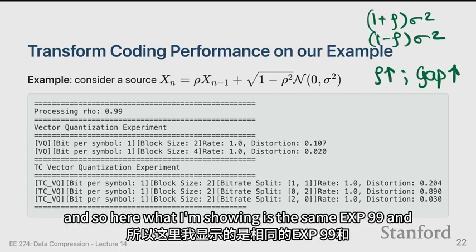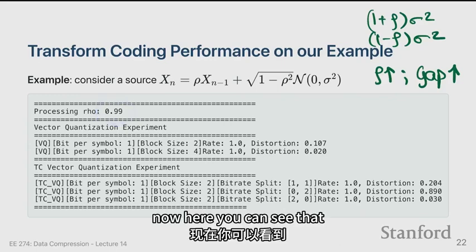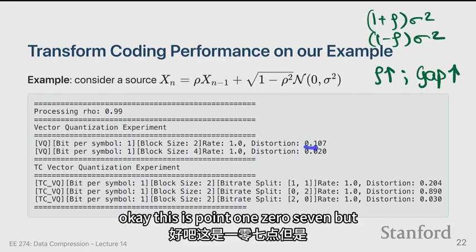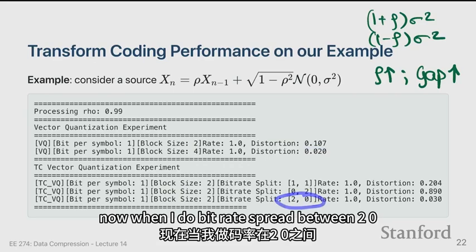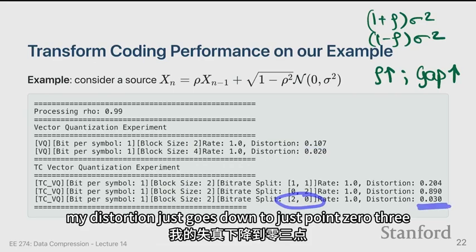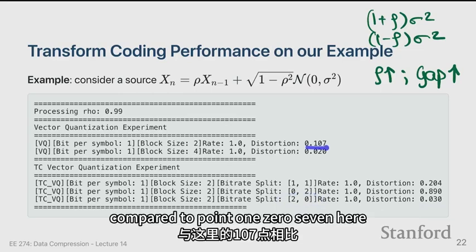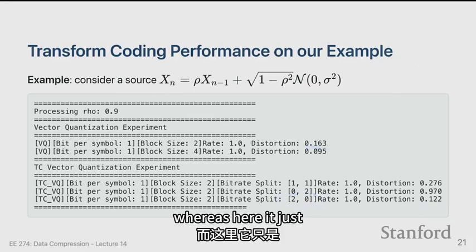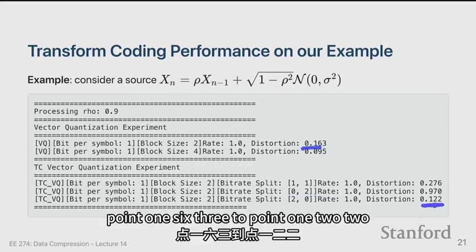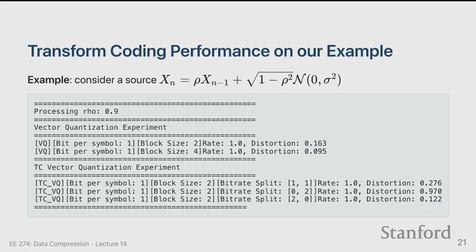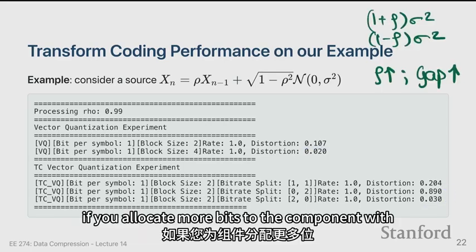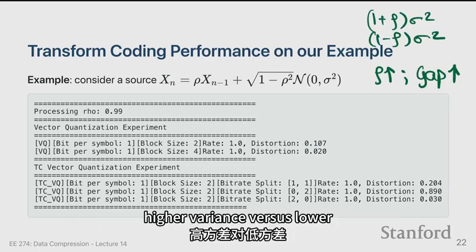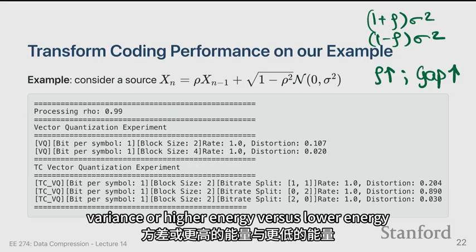Correct? And so here what I'm showing is the same expression 99. And now here you can see that, okay, this is 0.107, but now when I do bitrate split between 2, 0, my distortion just goes down to 0.03 compared to 0.107 here, whereas here it just barely beat it, right? 0.163 to 0.122. And also, you can see how high this gap really is. If you allocate more bits to the component with higher variance versus lower variance, or higher energy versus lower energy.